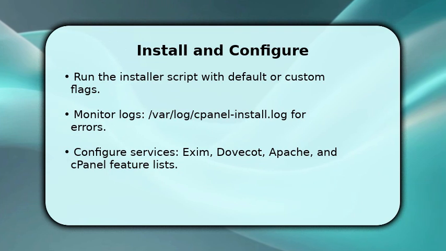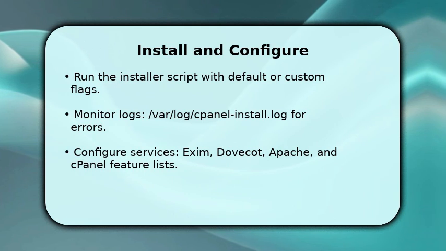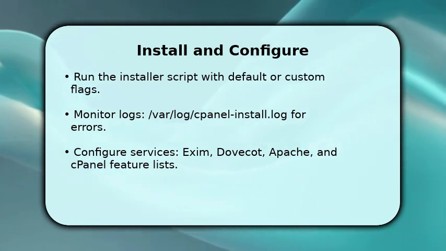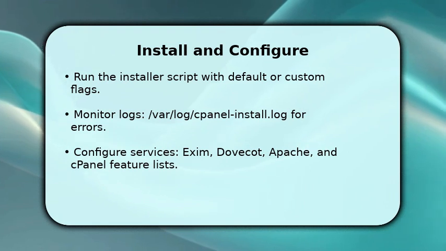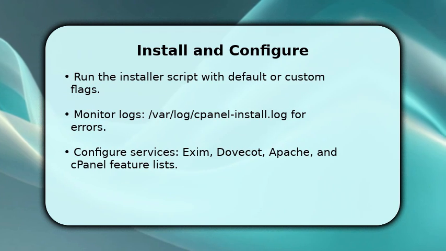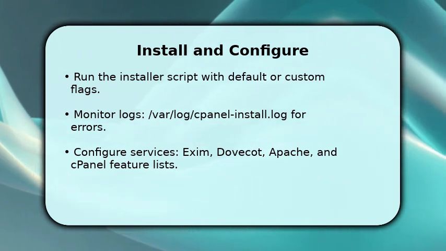You will configure service components, Apache, Exim, Dovecot, and DNS, so take time to set sane defaults and enable only what you need. After core install, log into WHM using port 2087 to complete the setup wizard. This is where you define name servers, IP allocation, and reseller limits.